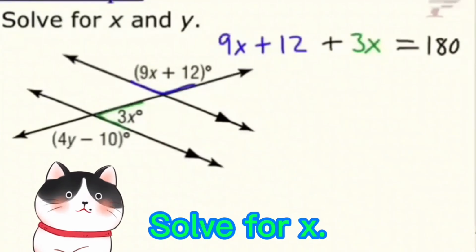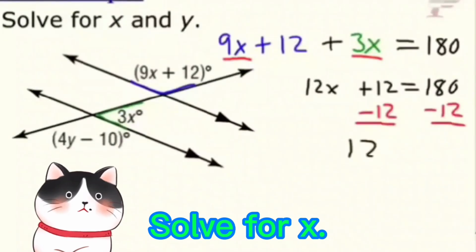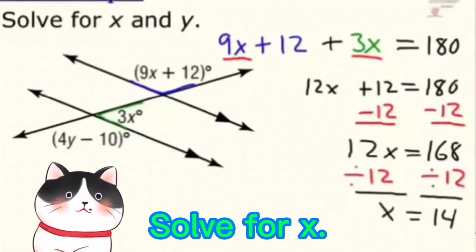So solve for x. First we'll go through and collect like terms. I got a 9x and 3x together makes 12x plus 12 is equal to 180. Subtract 12 from both sides gives us 12x is equal to 168. And then divide both sides by 12. That leaves you with x is equal to 14. So I've solved for x. Now it's my job to solve for y.